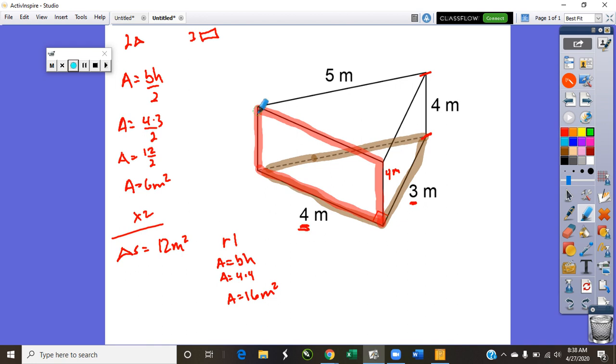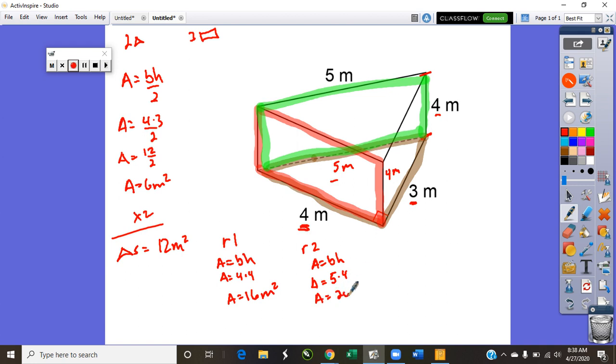Let's look at rectangle 2. Let's go to this one up here. Find the area of this rectangle. Okay? So this is rectangle 2. Area equals base times height. Well, I know that if this is 5, this is also 5 down here, and the height is 4. So I've got a base of 5 and a height of 4. So area equals 5 times 4. So the area of this rectangle would be 20 meters squared.